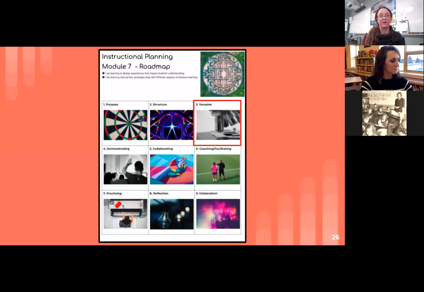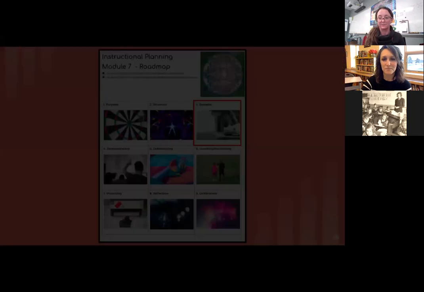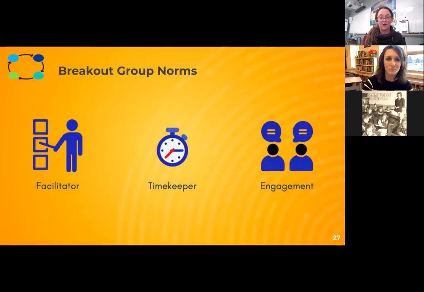So referring back to our roadmap now, we're moving on to box three. So we're going to get into some samples of what this could look like in your classroom and what it looks like in our classrooms. So we are going to break out in our first breakout room. Keep in mind our roles. There will be approximately three people per breakout room. So if someone can be willing to be the facilitator, a timekeeper, and then someone maintaining that engagement. These will be for about 3 minutes.